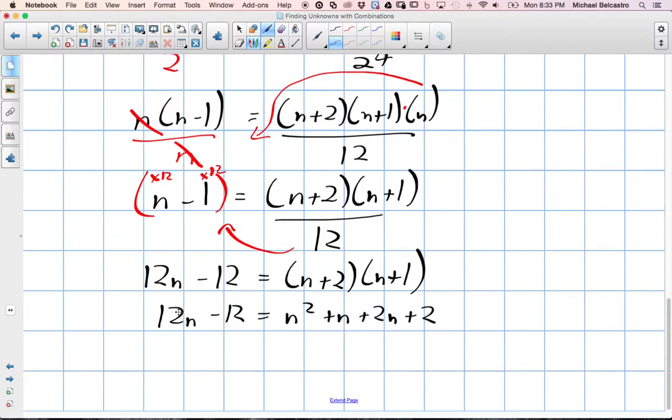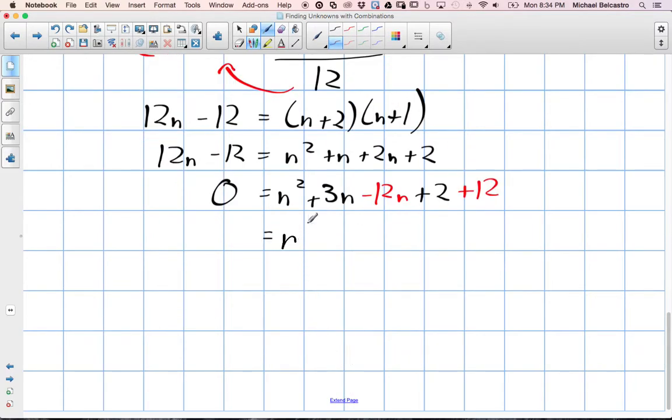We'll collect our like terms, plus I'm going to move all this stuff to the other side because I want to set it equal to 0. So I get 0 is equal to n squared. These two terms together is 1 plus 2, so it's 3n. When I move 12n to the other side, it becomes minus 12n. This positive 2 is the same, and when I move the negative 12 over, it becomes plus 12. I put them beside the terms that are like terms for them. I'll simplify again. This ends up being negative 9n, and this ends up being 14.